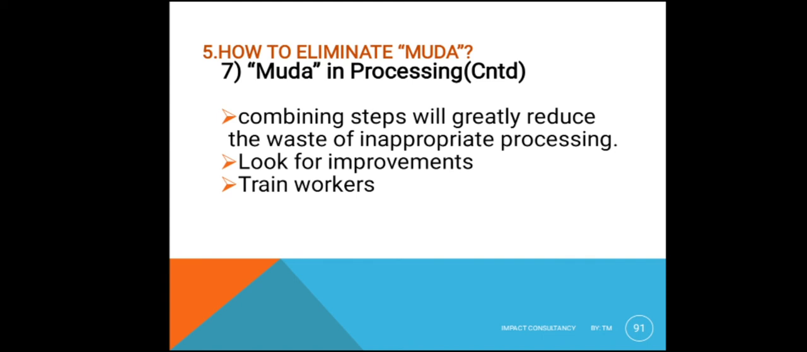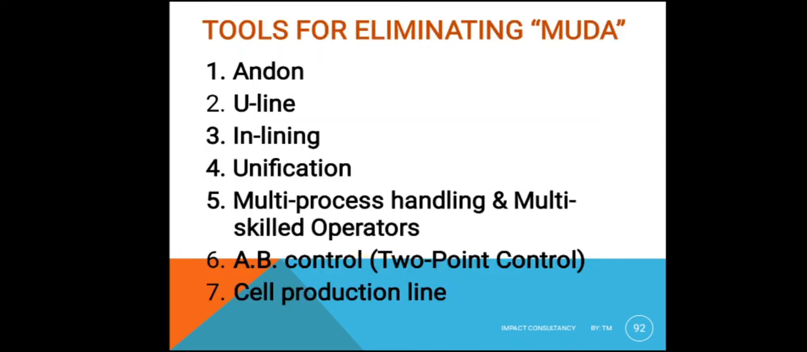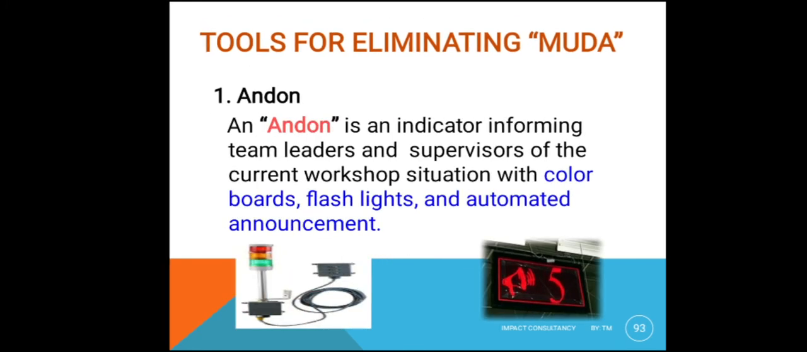It will be an effort. So these are tools for eliminating Muda: U-line, inline, and unification, multi-process handling, and multi-skilled operations, A/B control, 2-point control, cell production line. We will discuss much more when you train Kaizen in detail to the higher level or to the second level. This is a highlight of Kaizen. Tools for eliminating Muda, here we discussed now.